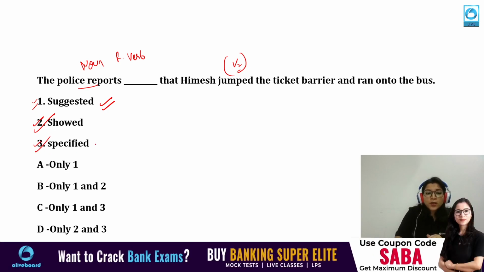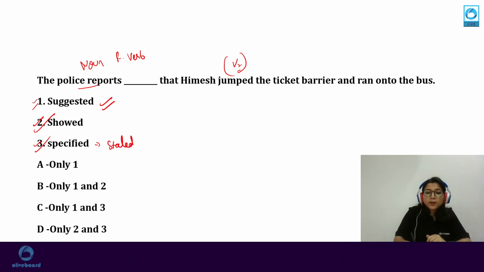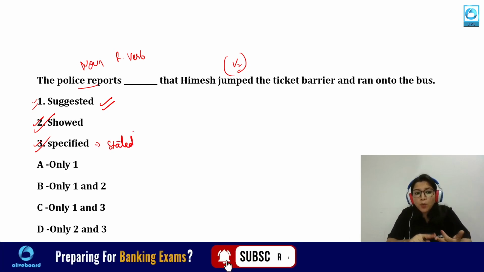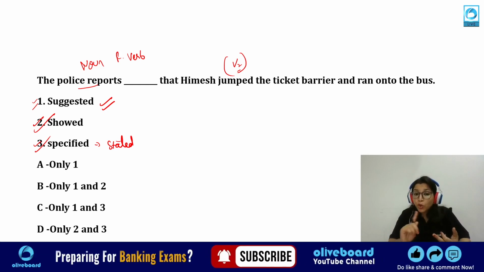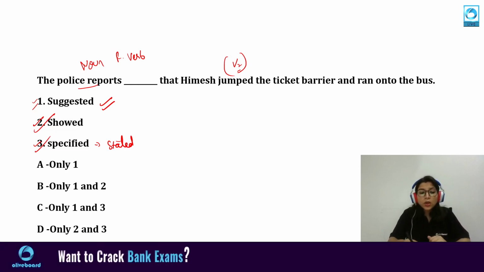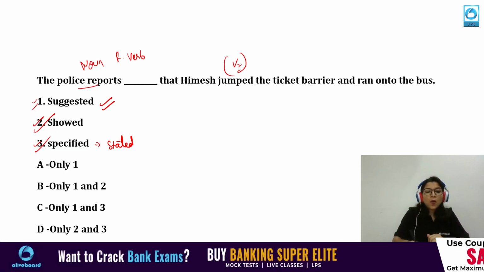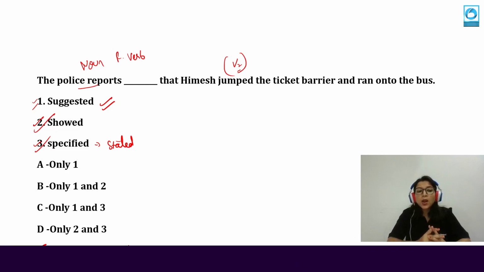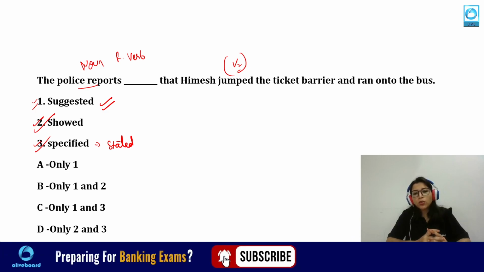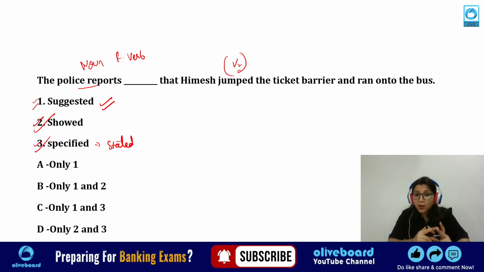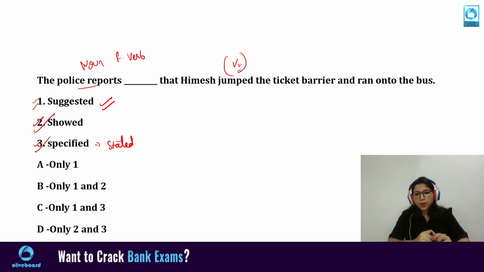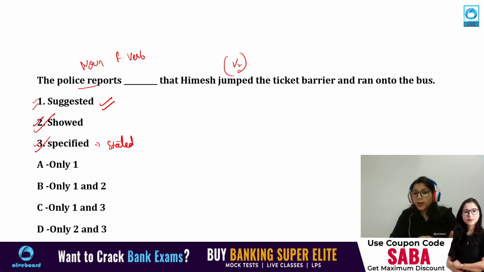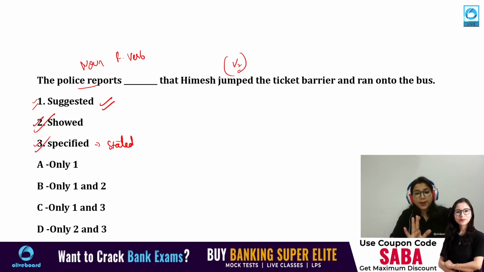Stated that. Specified means what? Stated that. This is also correct. We can use a report suggested that, reports showed that, reports stated that. All these three can be used. So the correct answer is E, all 1, 2 and 3. Because here in this particular blank, all three words can be used. They can fit into the context. Okay, grammatically also and contextually also. They can fit into the context. I hope you are getting the sense and I hope you are attempting each and every question correctly.